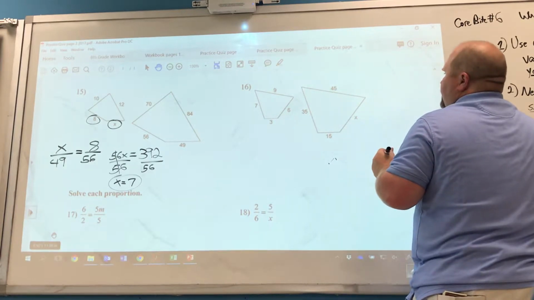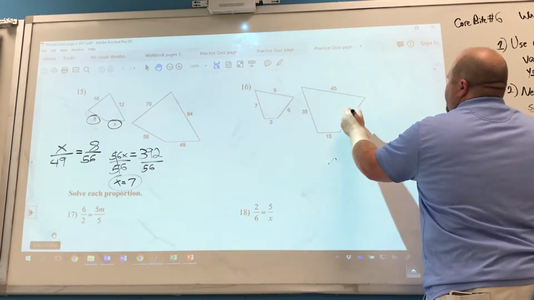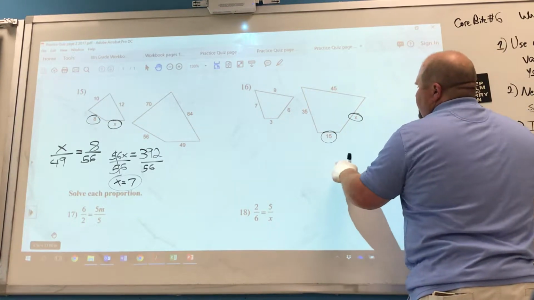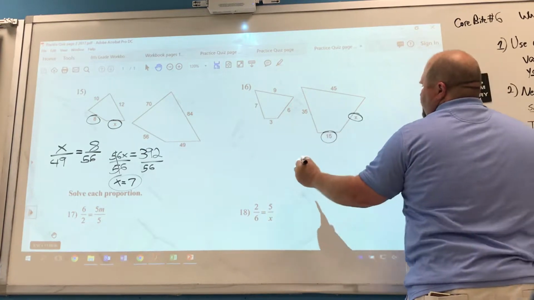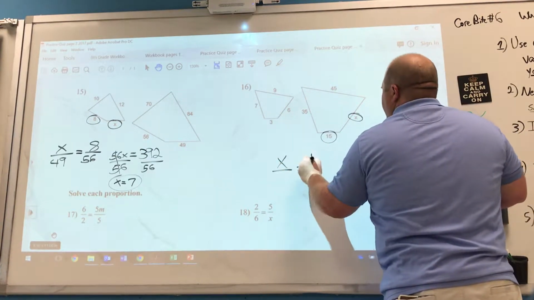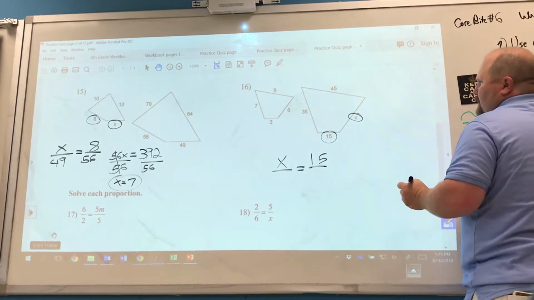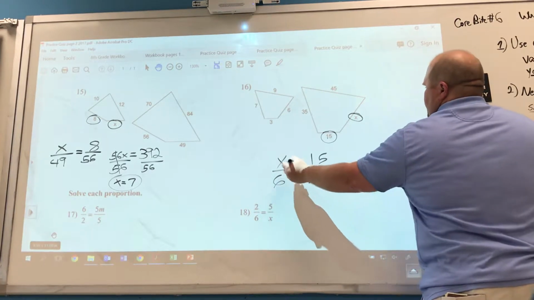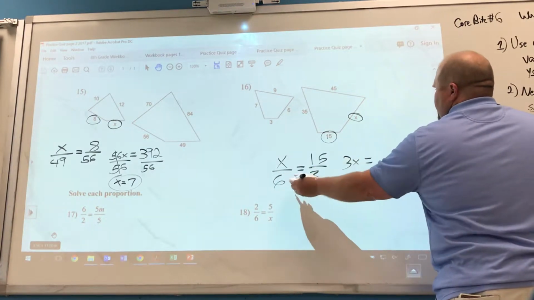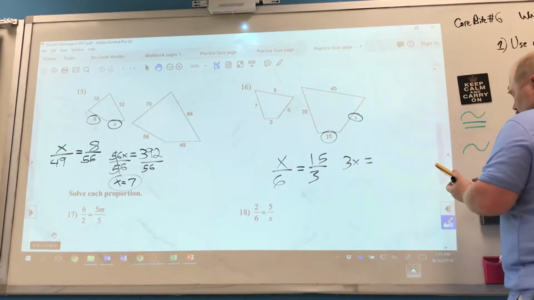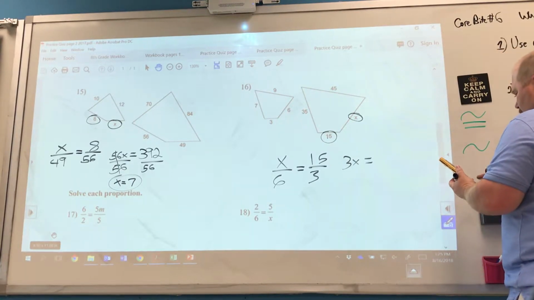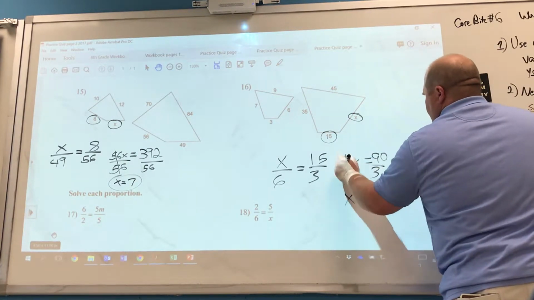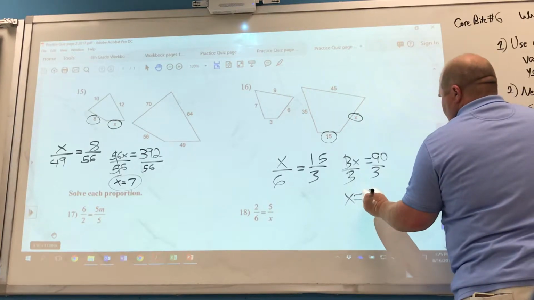All right, problem 16. I have to use this X, and I think I'm going to choose the 15 right here. So X and 15. This time I'm going to start off with this shape because I have to use this X. So I've got X and 15 at the top of my proportion. X corresponds with 6. 15 corresponds with 3. X times 3 is 3X. 6 times 15, 90. Divide both sides by 3. X equals 30.